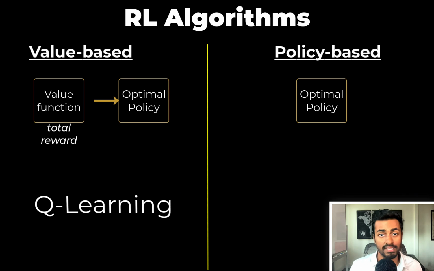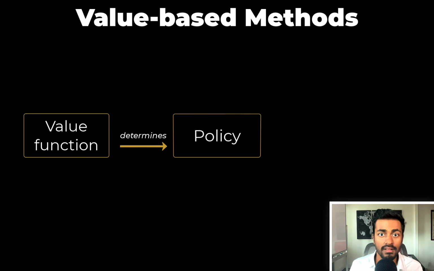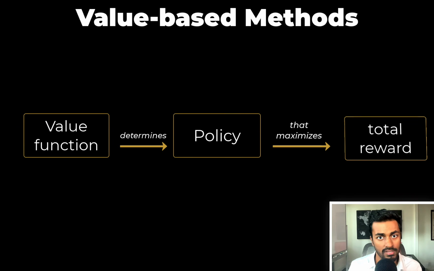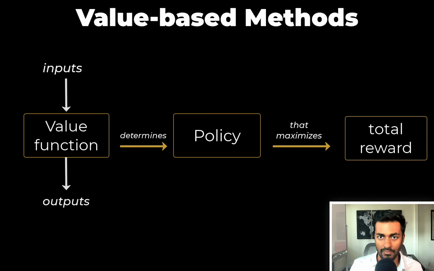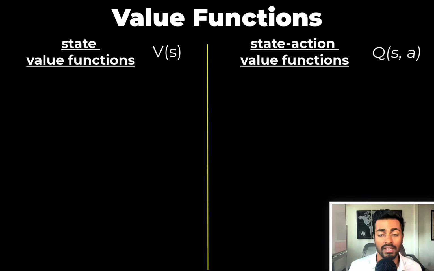Now, Q-learning is a value-based reinforcement learning method to solve problems, and so we can dive a little bit more into these value-based methods. So, value-based methods determine a value function that in turn determines a policy that's going to maximize total rewards. A value function is a function, so it has some inputs and it generates an output, and depending on the inputs, there are two types of value functions. We have state value functions, represented by V, and then we have state action functions, represented by Q.